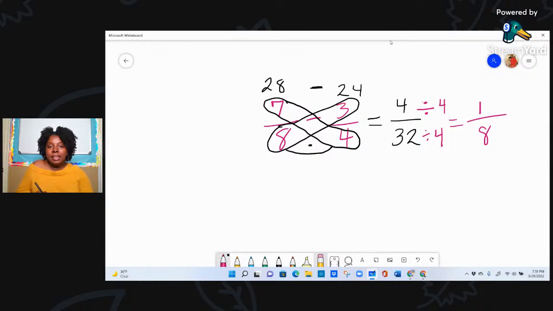Okay, so 1/8 was correct. Excellent. All right, so that is subtracting fractions.